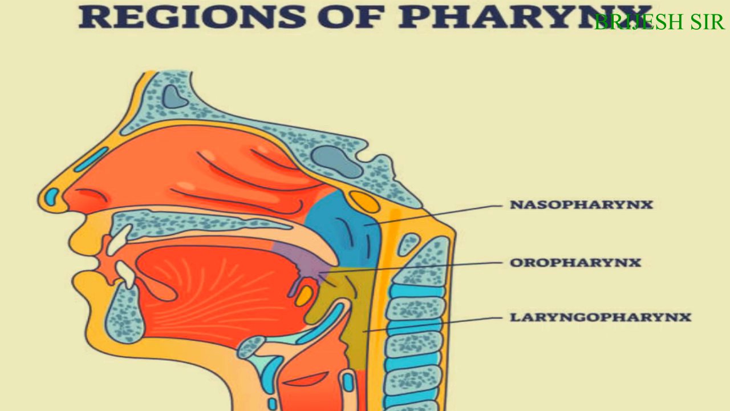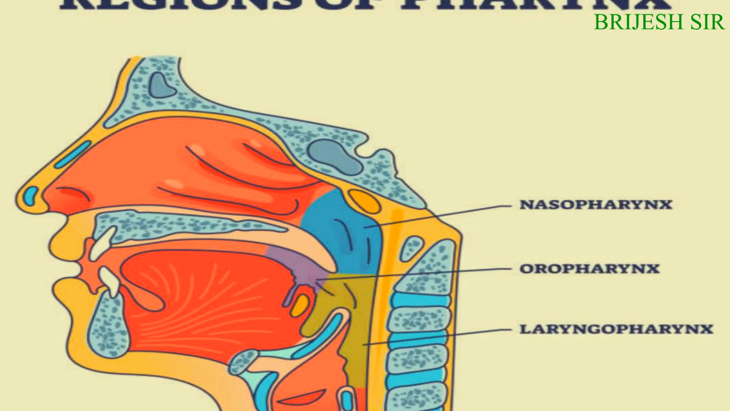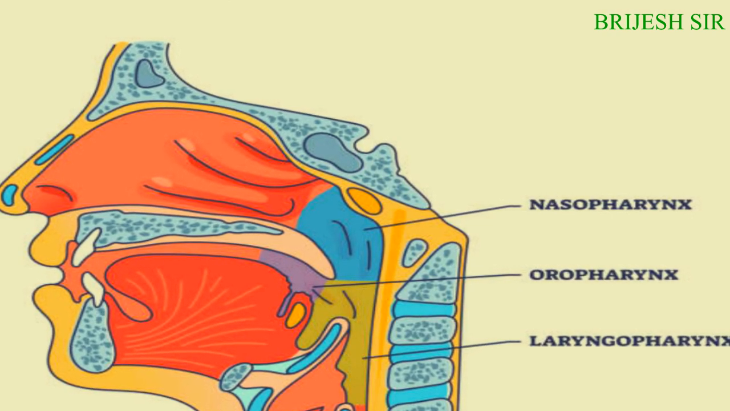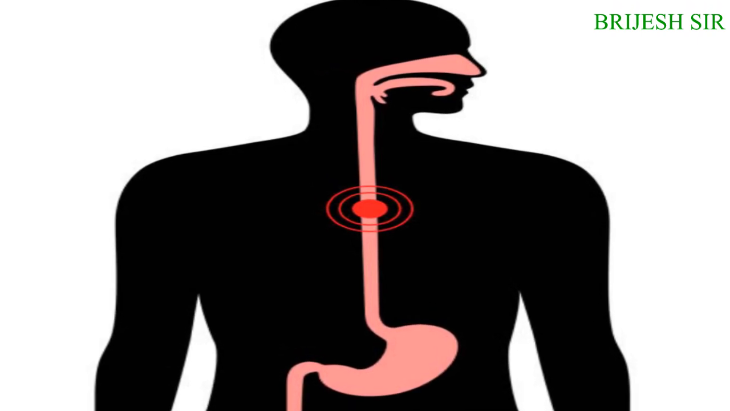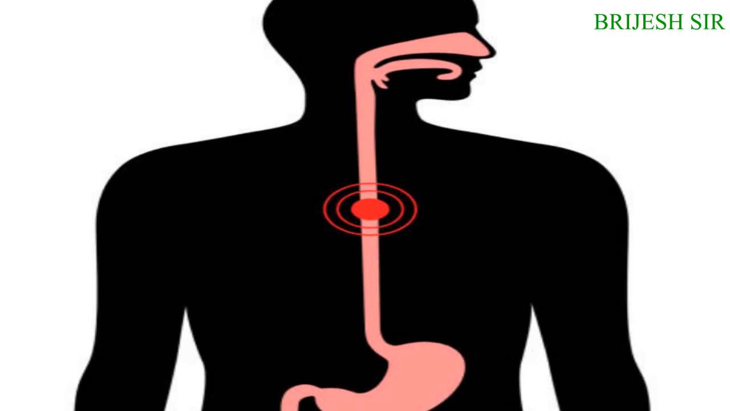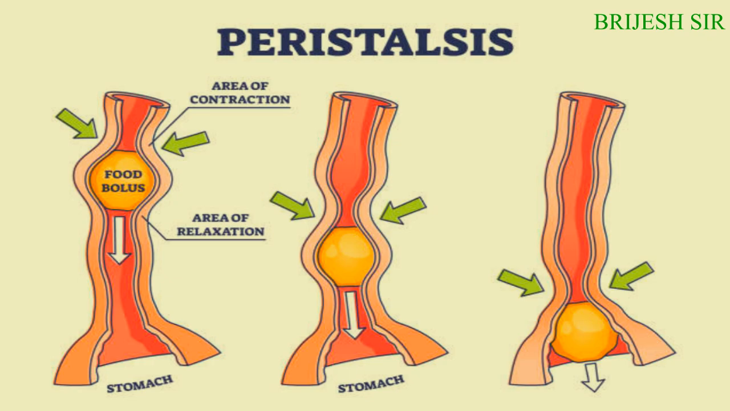Next part is pharynx. The pharynx is a short cone-shaped region just after the mouth cavity. It serves as a passage for food and air. Next part is esophagus, a long, narrow, muscular tube also called the food pipe. It connects the pharynx to the stomach. No digestion occurs here, just transportation of food.